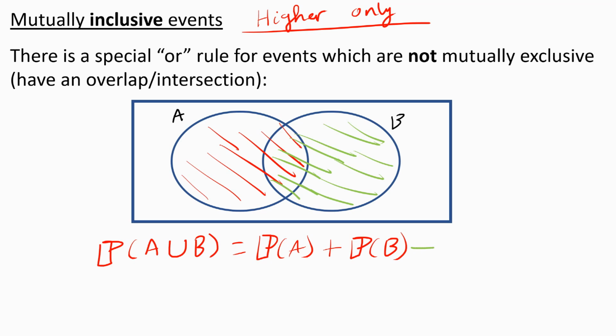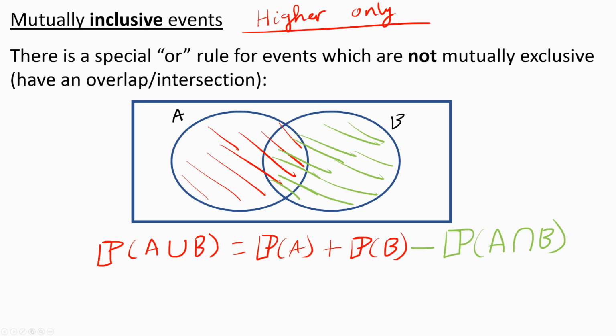So the probability of A union B is probability of A plus probability of B, take away the probability of the intersection. So basically, probability of A or B is the probability of A plus the probability of B, take away the probability of A and B.